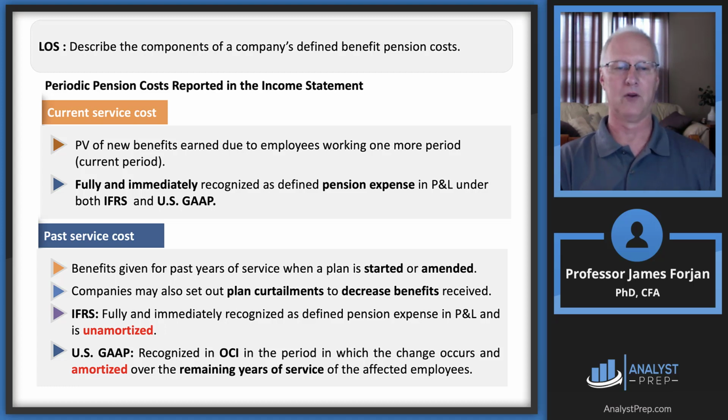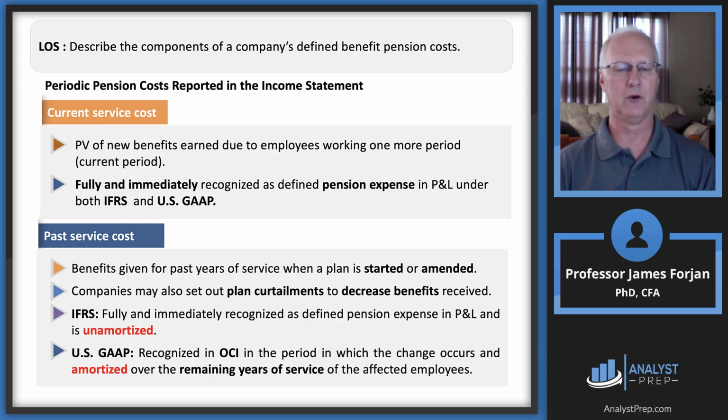All right, so how do we handle this under the international rules? Fully and immediately recognized, and these are, of course, then unamortized. But in U.S., they're recognized in other comprehensive income and requires amortization for those remaining years of service. So notice we put in red bold, unamortized and amortized. So that's probably a really good potential question.